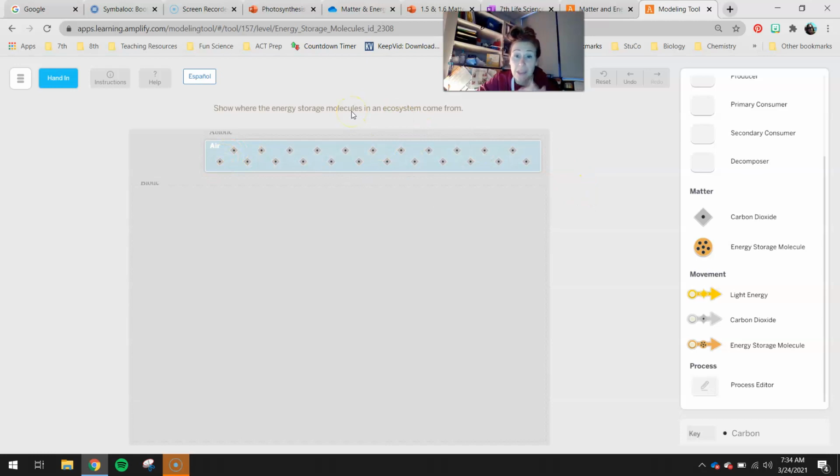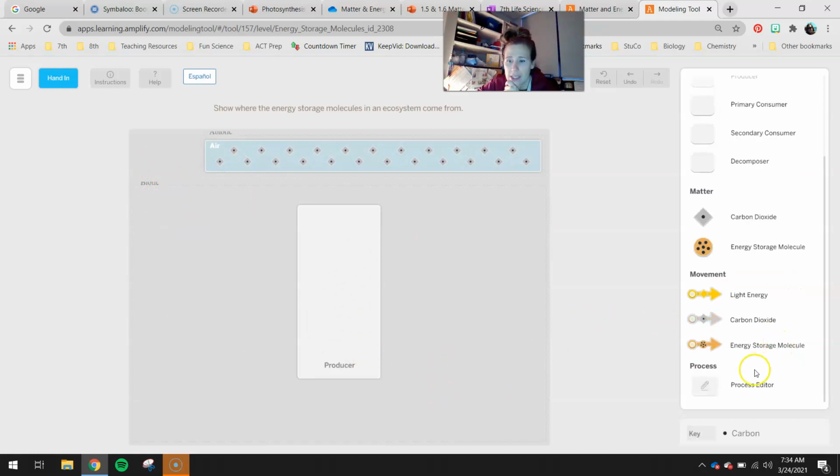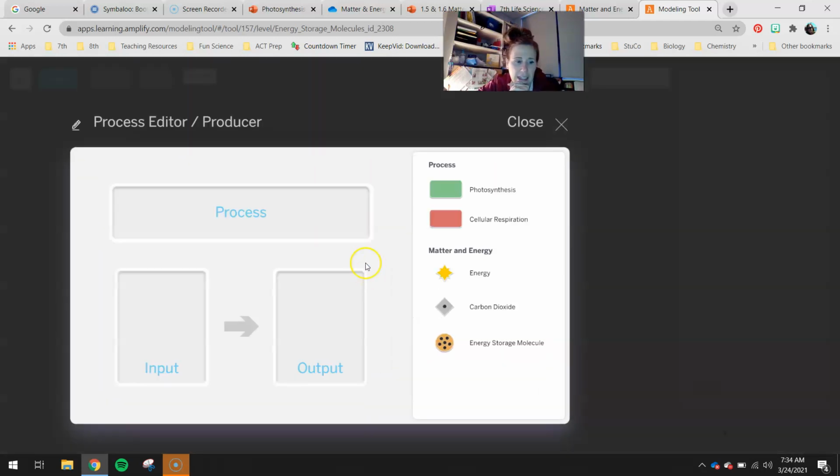And we know that the main process, or where ESMs come from, is from these producers. Okay, so we're going to want to obviously start with a producer. So a producer is a living organism, so we're going to go ahead and drag that producer into our biotic environment here. Okay, and then we're going to click on the process editor to show how producers make those ESMs. So you guys would click and drag select a process over to our producer, and then we're going to hit the little blue pen to edit it.